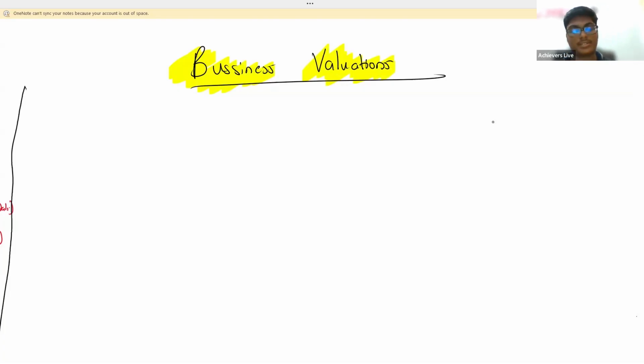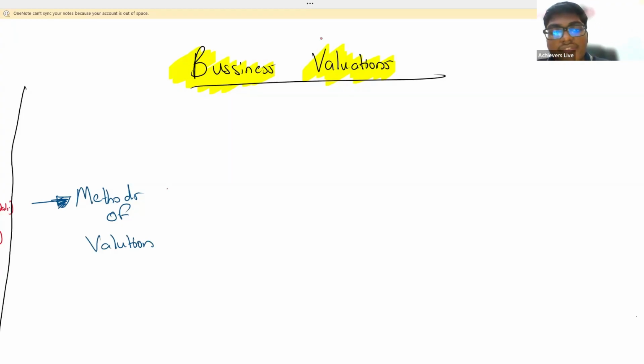Okay, business valuations. So initially, what did we look at? We looked at the different methods of valuation. So how many different methods of valuation do we have?